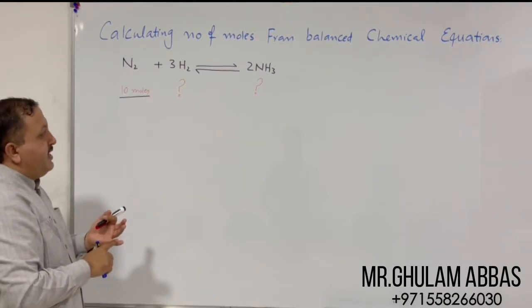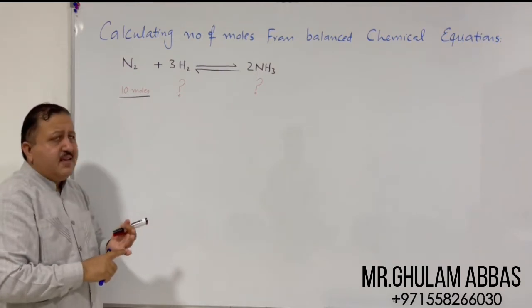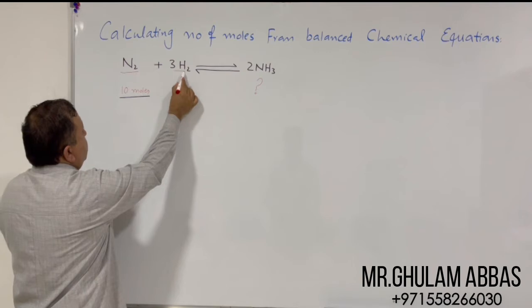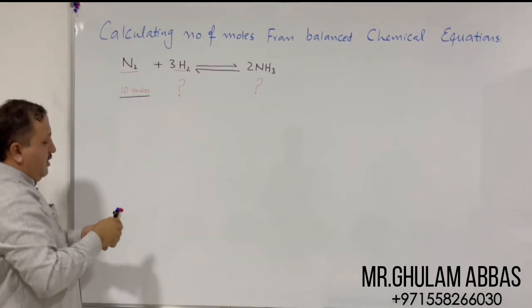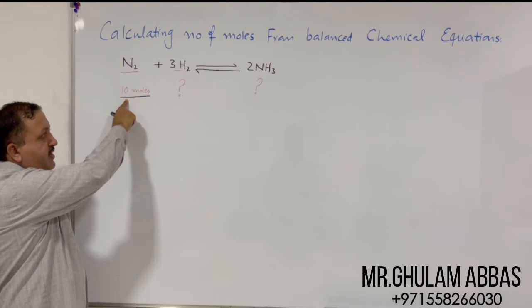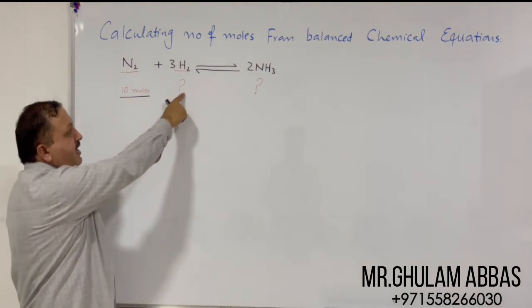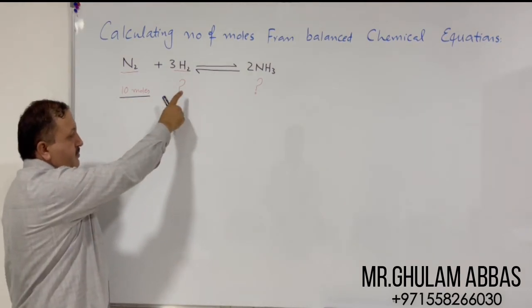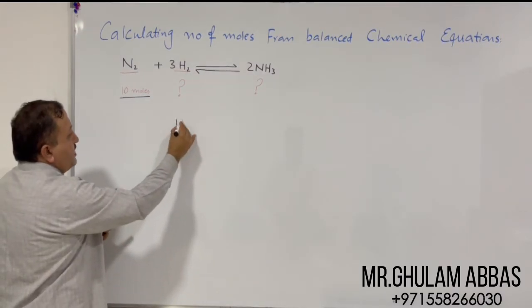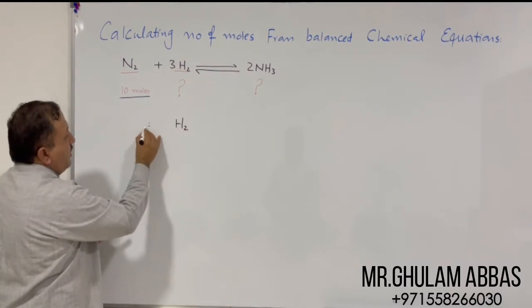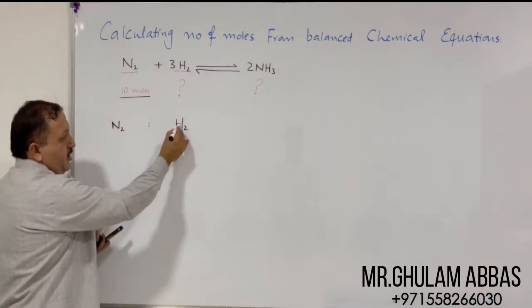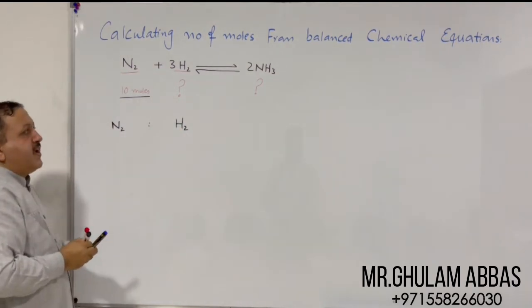In comparison method, first of all, I will relate these two, nitrogen and hydrogen. In this numerical, the number of moles of nitrogen are given, and I want to calculate the number of moles of hydrogen. So I will write hydrogen on right side and nitrogen on left side. This is the basic rule of comparison method.